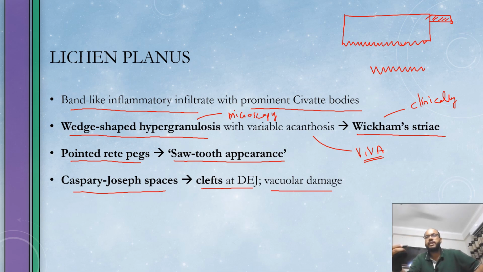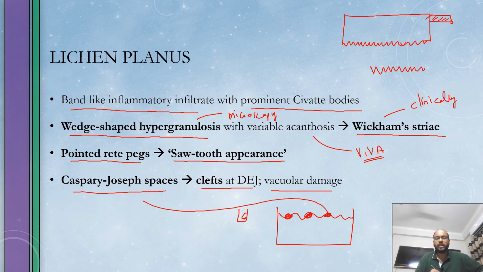So initially it was thought that these Max Joseph spaces were more of an artifact in a biopsy. But now we know that if you have a biopsy and you have the dermoepidermal junction and there is intense vacuolization, these large spaces are known as Caspary-Joseph spaces. It is just a place at which the keratinocytes are damaged and you see large spaces.